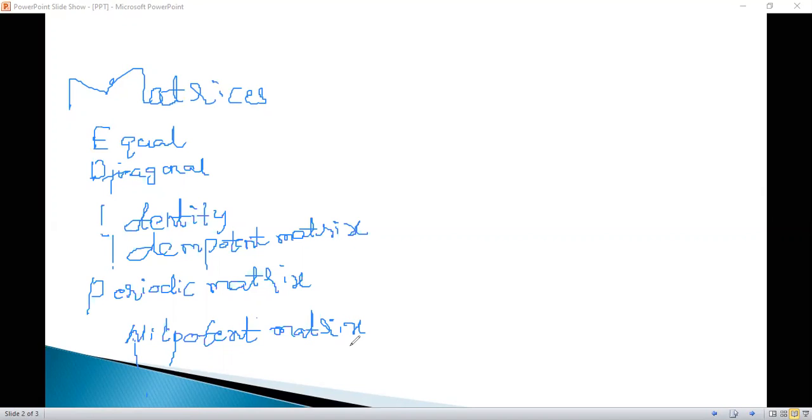After that, involutory matrix. And then followed by transpose of a matrix, skew symmetric matrix, symmetric matrix, orthogonal matrix, upper triangular matrix, lower triangular matrix. Like this, we have discussed all the types of matrices.